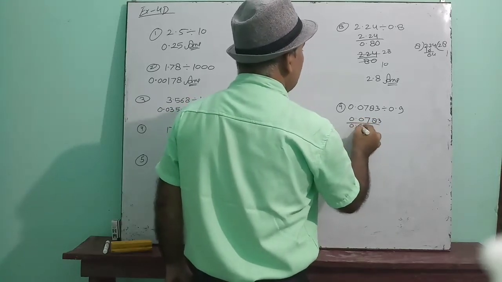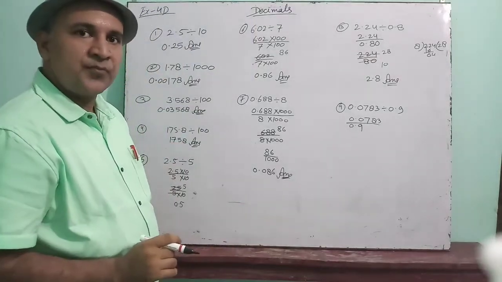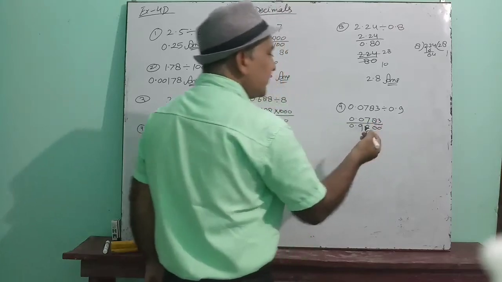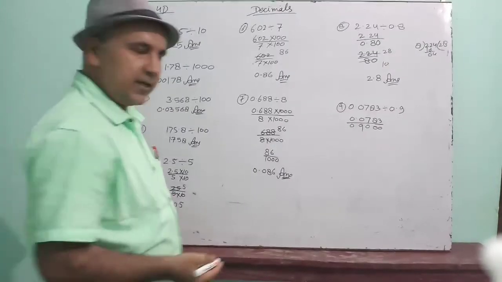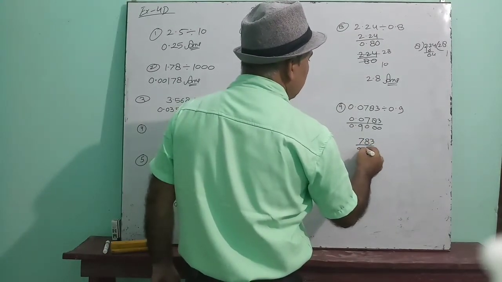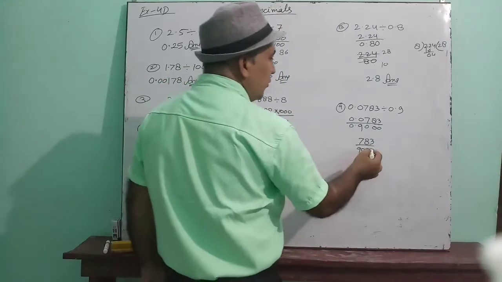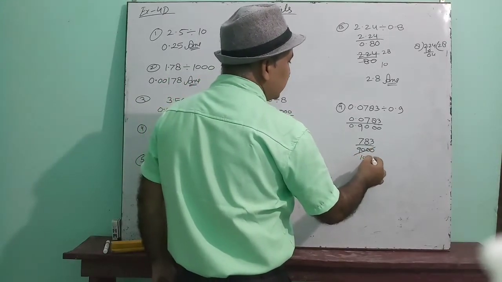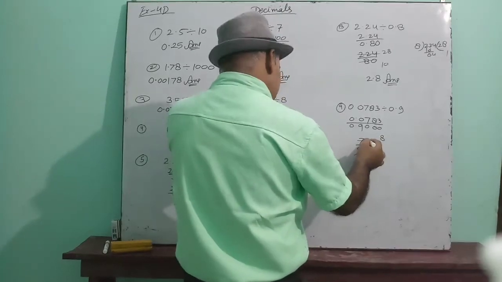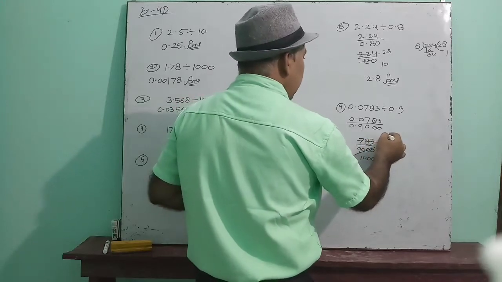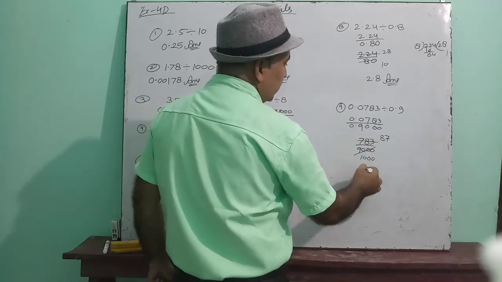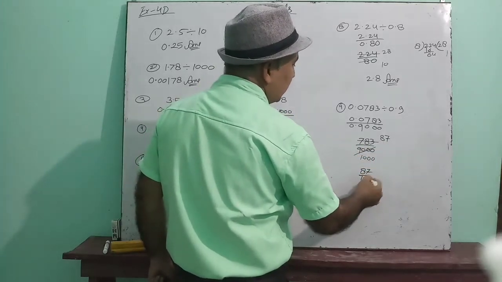0.0783 upon 0.9. Now what will you do? By increasing the zeros, you will convert this denominator into like decimals. Now remove the decimal. It will become 783 upon 9000. Now 9 can divide it by 1000 times. And when 9 divides this number, 9 into 8 is 72, and 9 into 7 is 63. Now 87 upon 1000. You are getting 87 upon 1000.